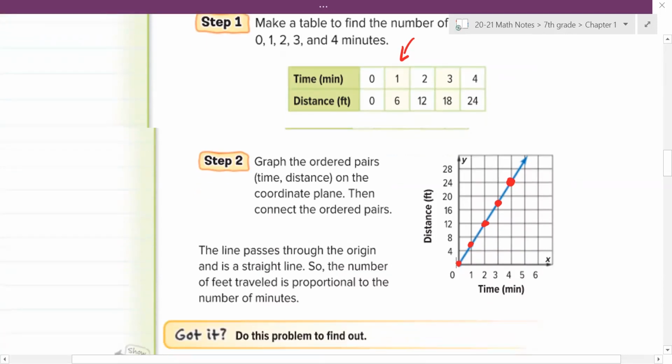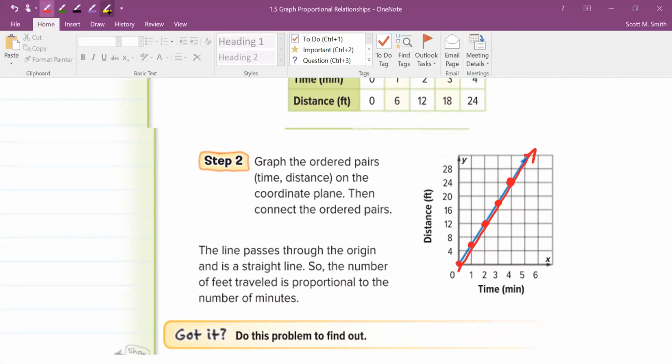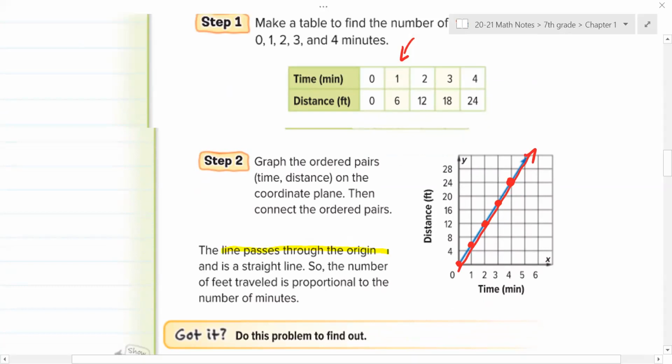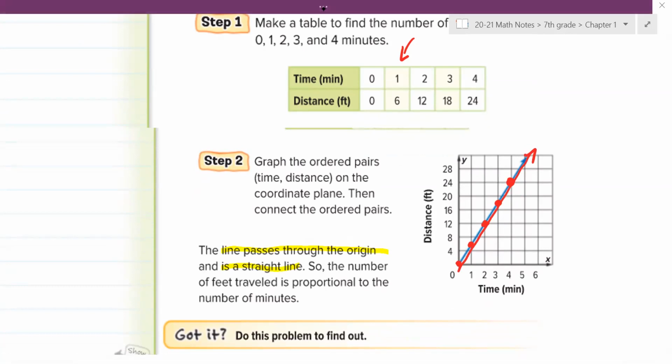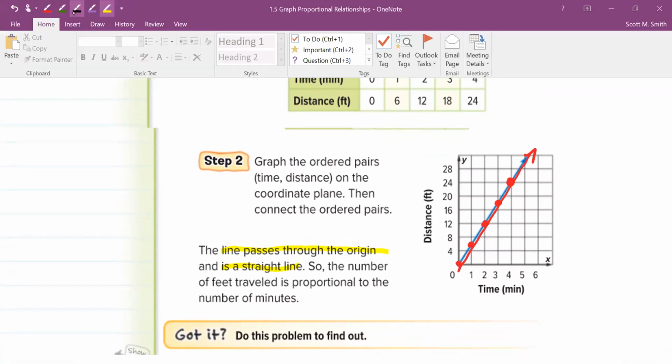Graph the ordered pairs, time and distance, on the coordinate plane, and then connect the ordered pairs. So I'm going to connect the ordered pairs. And it goes that way. The line passes through the origin and is a straight line. So the number of feet traveled is proportional to the number of minutes. So there's two big things right here. One, it passes through the origin, and two, it is a straight line. If those two descriptions are not met, it is not going to be proportional.